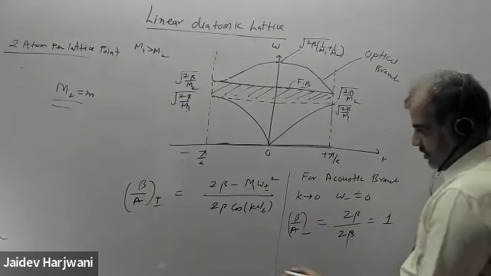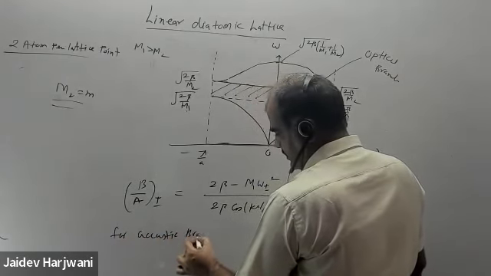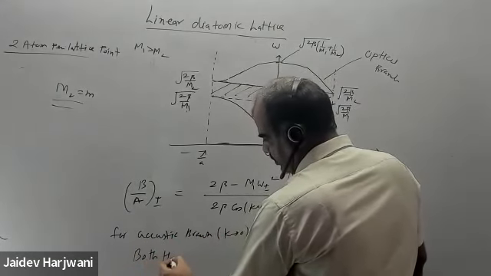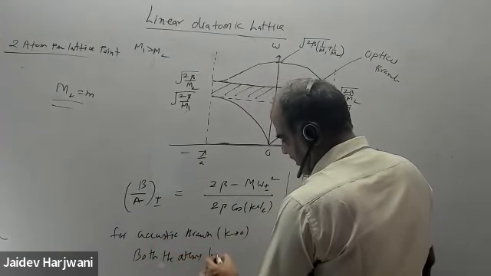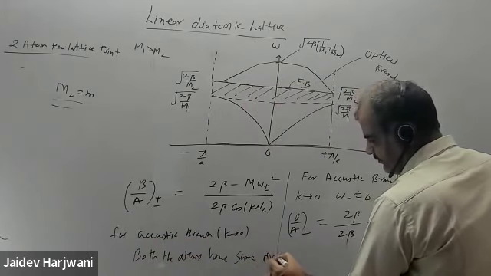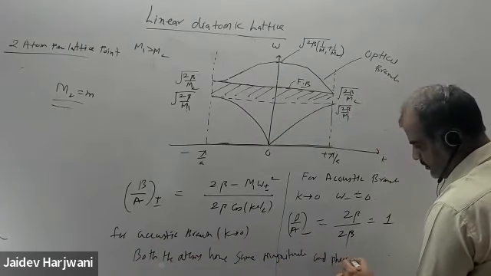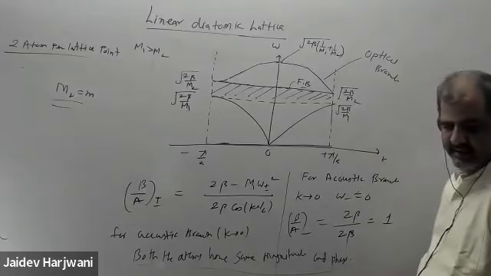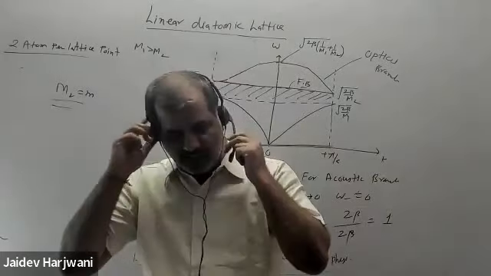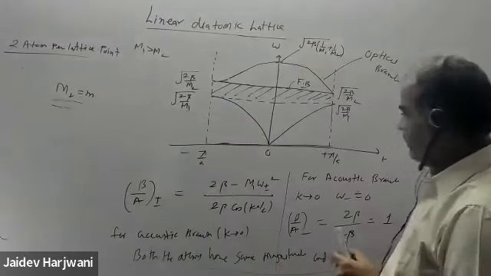That means for the acoustic branch near k tends to 0, both the atoms have the same magnitude and phase. So both the atoms are vibrating like we have done in a monoatomic crystal. They both are moving in the same direction, either this direction or this direction, and their amplitude is the same and the phase is also the same.